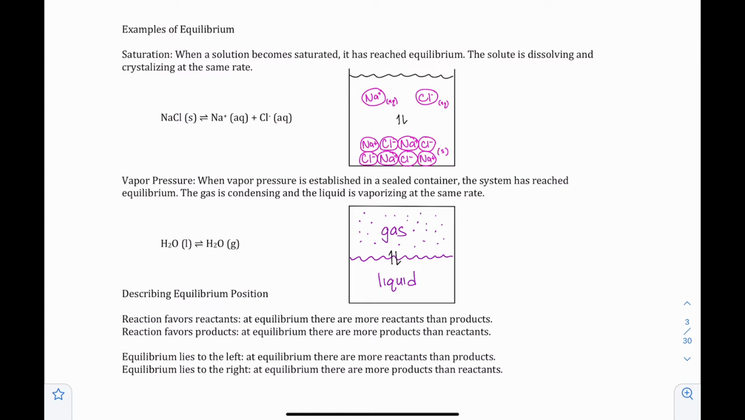It's a closed system because nothing is being added or taken away. The reactants and products are both present. The forward and reverse reaction rates are equal, and the macroscopic properties such as volume remain constant.